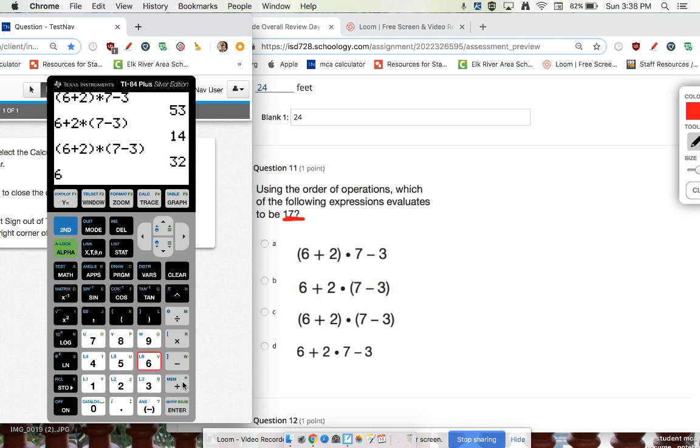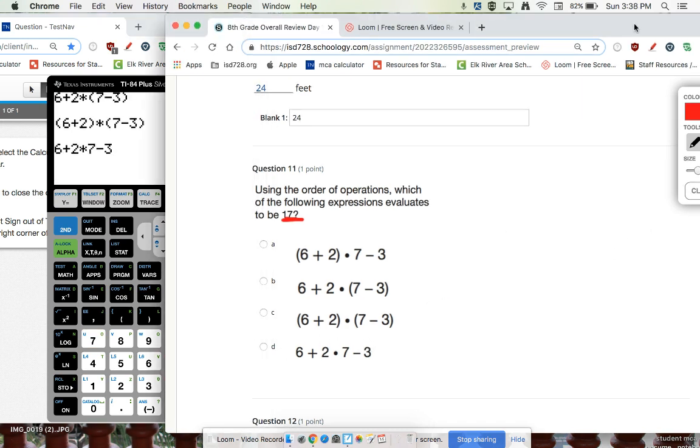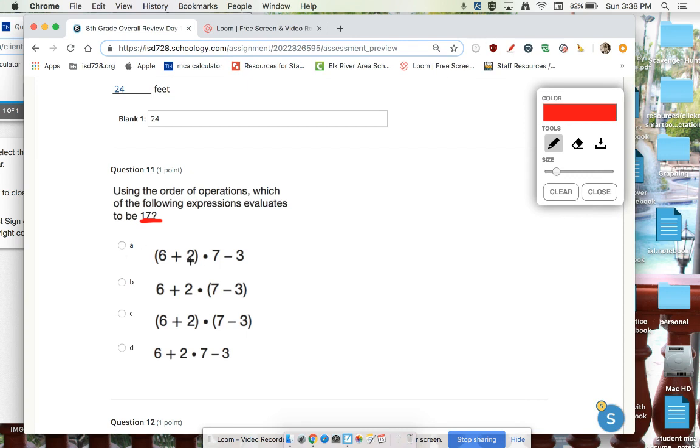6 plus 2 times 7 minus 3. Enter, and there's my 17. Yep, exactly like I want it to be. If you didn't use a calculator, you would just need to remember to do parentheses first.